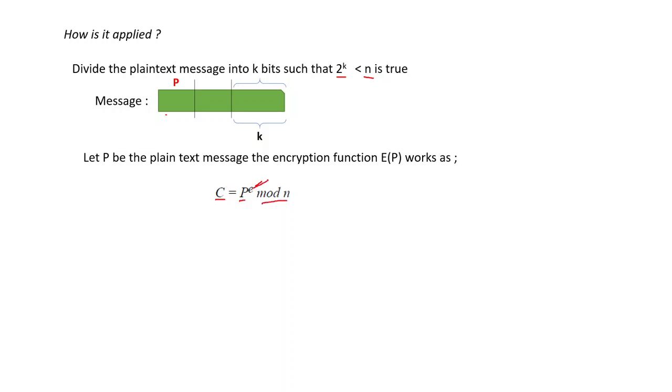Now you have this e, which is the public key that the receiver shares, and n also is something that he shares. So using that you get this encrypted message, and now at the receiver's end the decryption function works as p is equal to c to the power d mod n. So this c is sent over to the receiver, and here d is the private key of the receiver and n is something that was calculated before. So if you apply this formula you will get back this value p.